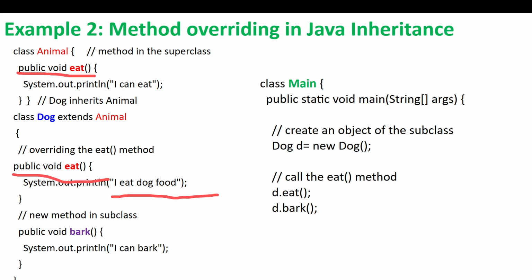So in the main class, we can create an object for the derived class. So dog class, dog D is the object variable. Using D, you can access the eat and bark. So here two methods are there. That means a dog contains two eat methods. In this case, the subclass overrides the method of the superclass. So we can display I eat dog food only. Then bark means I can bark. So these two will be printed.